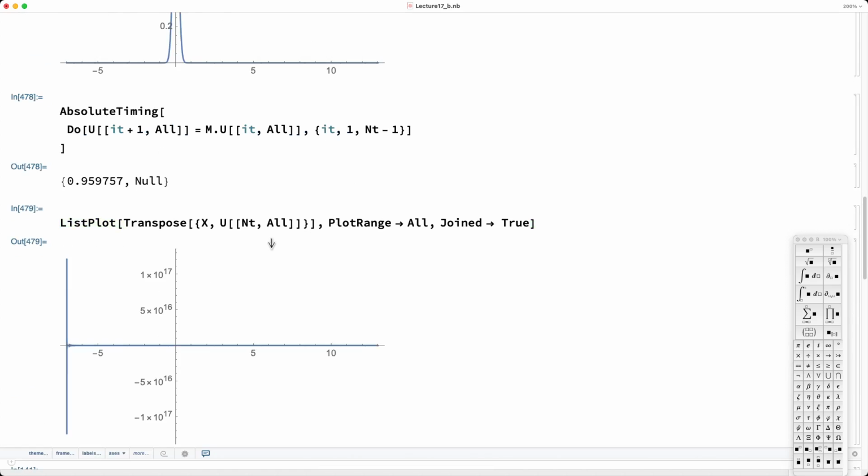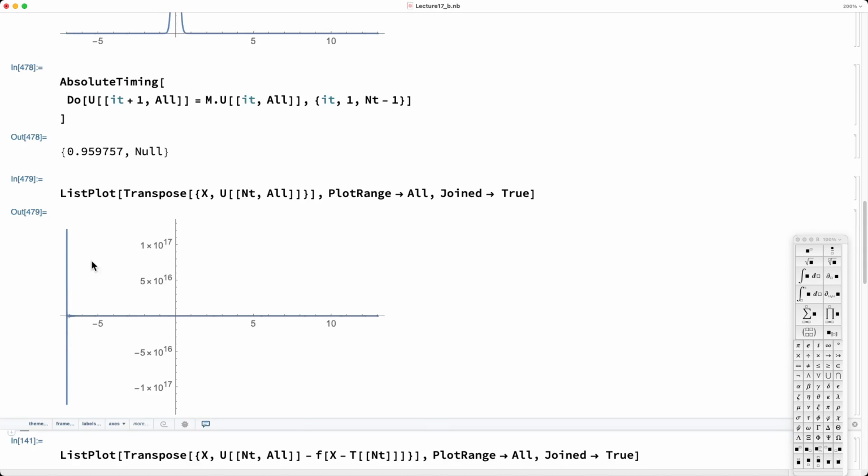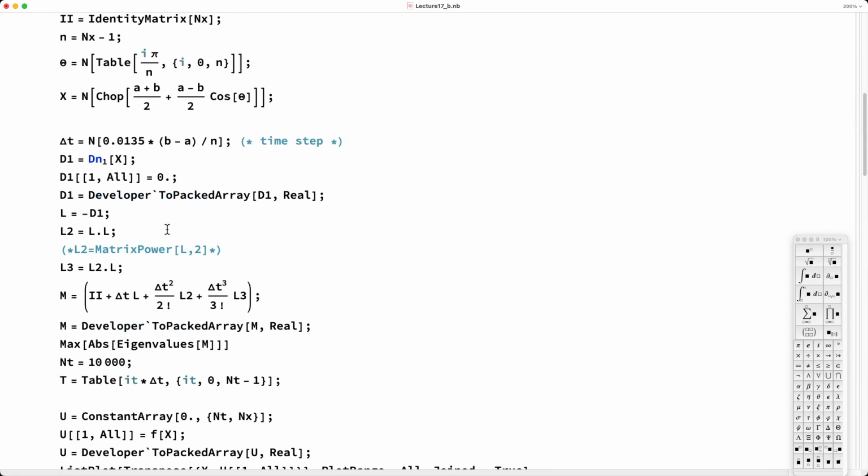Sure enough, it ran, but there's instability here. We see an explosion here, some numbers of order 10 to the 17. So you can see that this is indeed unstable. And there's no point in plotting the error. It's going to be huge.